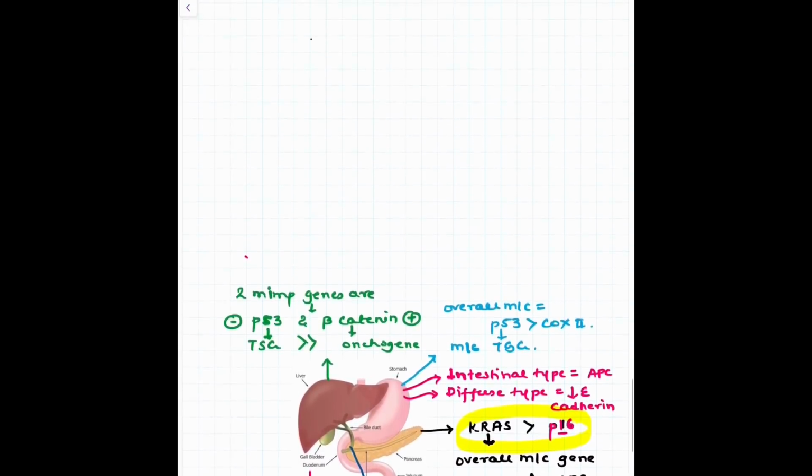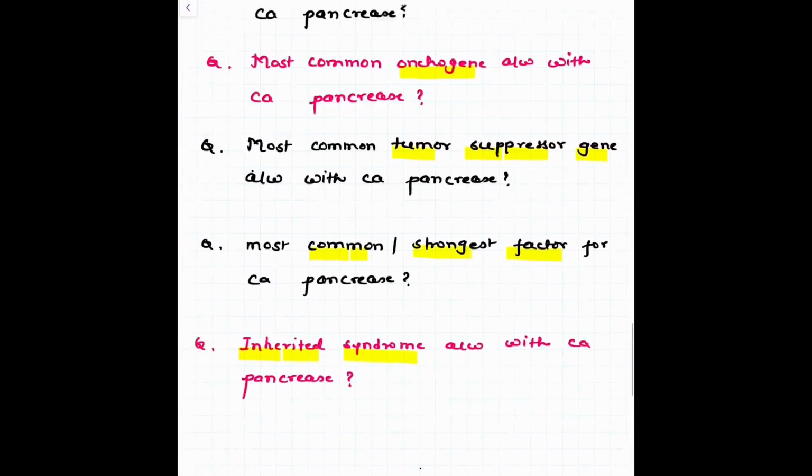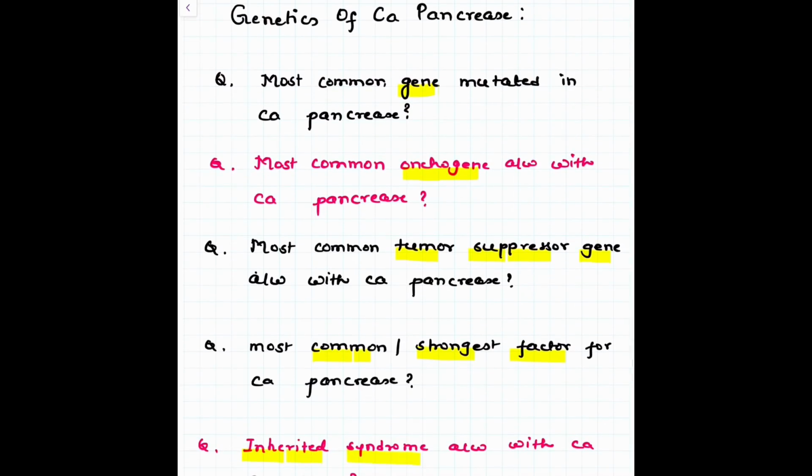Okay, let's come to our questions again and answer all of them. Most common gene? Yes, KRAS. Most common oncogene, KRAS. Tumor suppressor? Very good, P16.